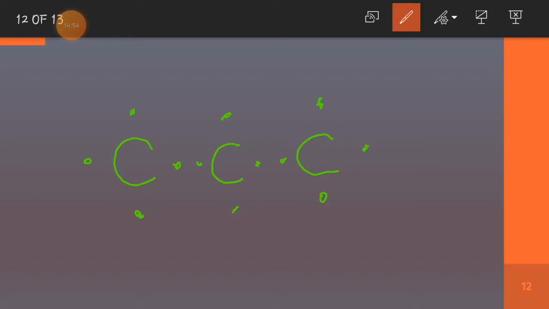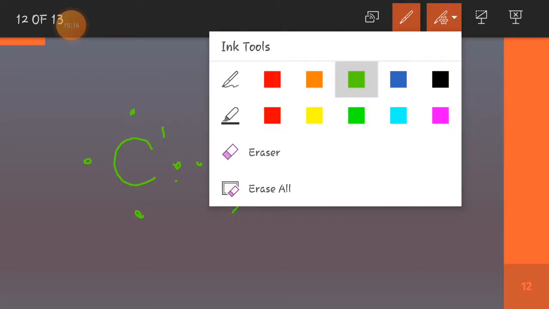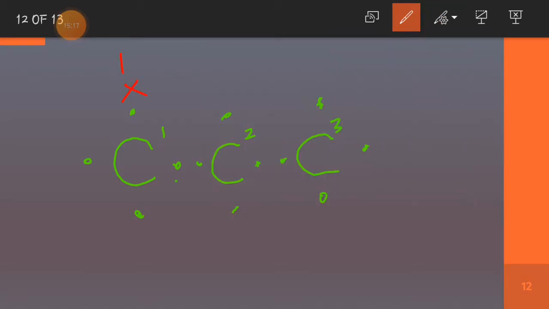Now let me number the carbon atoms. For carbon number 1, one of the electrons is being shared with another electron of the carbon atom. This carbon number 1 still has 3 unpaired electrons, so it will share these electrons with the hydrogen atoms in order to complete its octet.